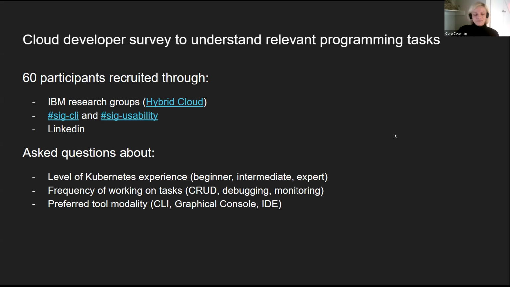We had an idea to publish our survey on the Kubernetes website, but there were some issues with it not being completely vendor neutral. So that's something that we're going to look into in the future. But if anybody else has input on better ideas for recruiting, we'd really appreciate that. We asked them questions about their experience, how frequently they worked on these tasks, and which tool modality they preferred.